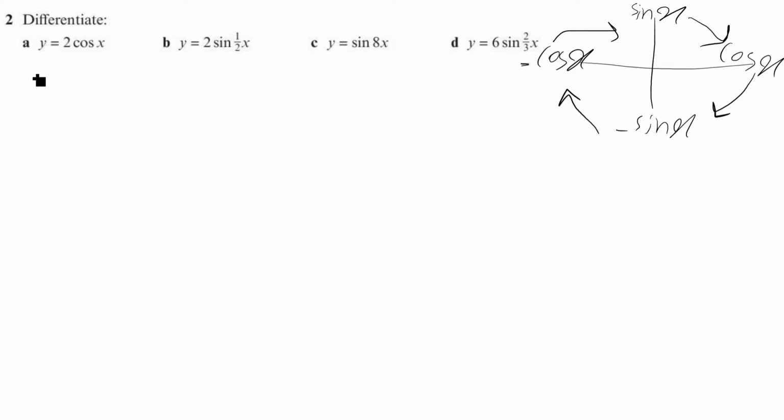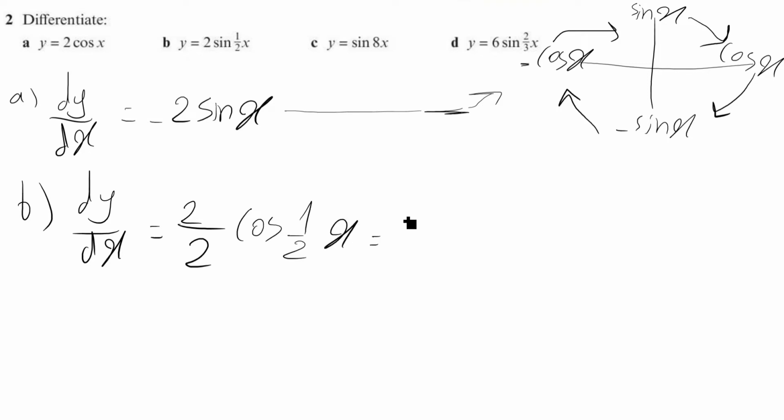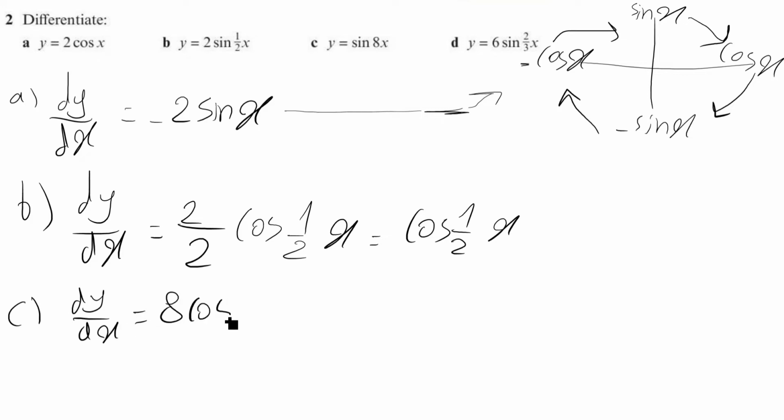Okay, so part A, dy by dx equals minus 2 sine x, according to this diagram as a hint. B, dy by dx is equal to 2 divided by 2, because it's 2 times a half, and sine x differentiates to cos x, so it will be cos half x. That's the answer for part B. And part C, dy by dx is equal to 8 cos 8x.